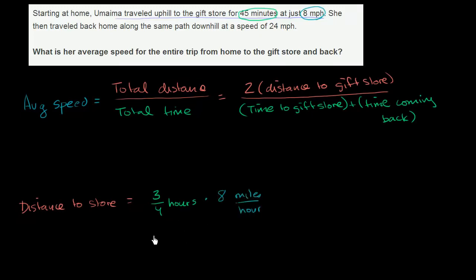So what is the distance to the store? Well, 3/4 times 8 is going to be 24 over 4, which is equal to 6. And units-wise, we're just left with miles. So the distance to the store is 6 miles. 2 times the distance to the gift store, well, this whole thing is going to be 12 miles. 12 miles is the total distance she traveled.